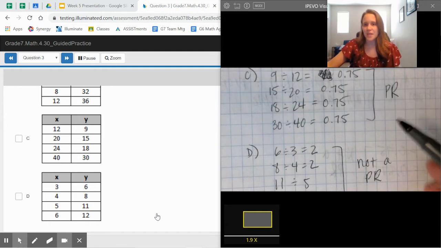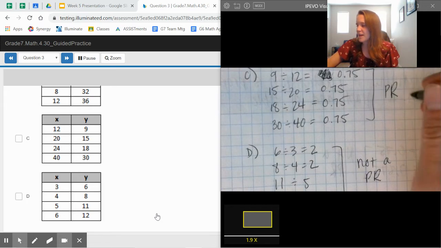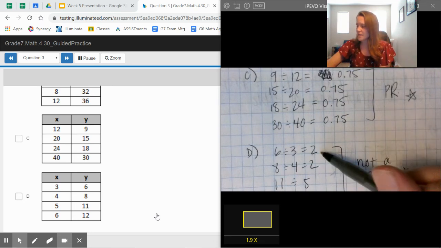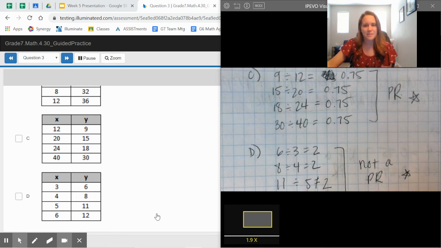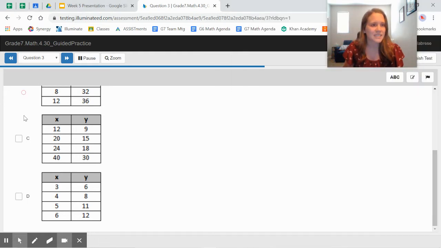Cool. Go ahead and put a star next to C if you got it correct, that it was proportional. And put a star next to D if you got that right, that it was not proportional. The COP is not the same. Oops, I forgot to finish that one. 11 divided by 5 does not equal 2, like the others, so it's not proportional. Okay, I'm going to go ahead and select C for question 3.